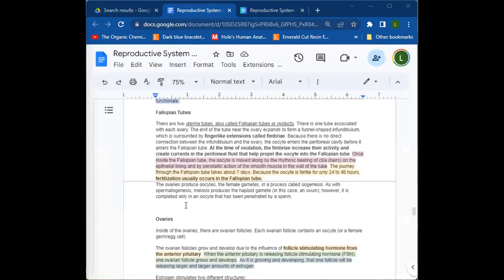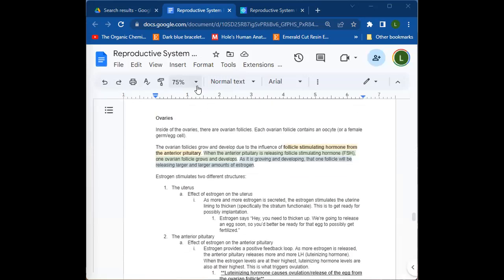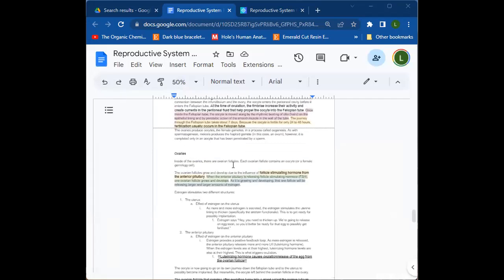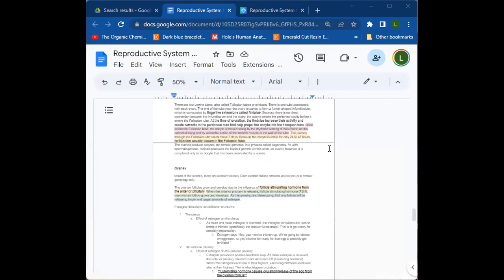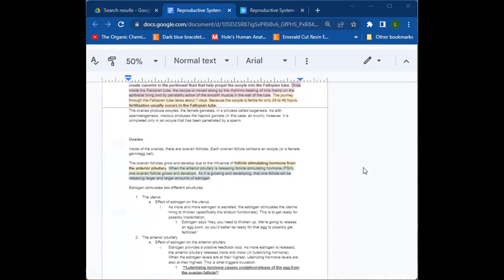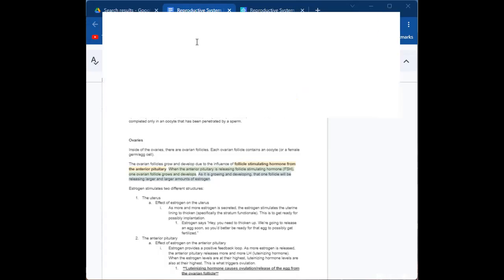Okay, now let's take a look at the ovaries. We need to know that inside the ovaries, there are supposed to be ovarian follicles. And each of the ovarian follicles is supposed to contain an oocyte, or in other words, a female egg cell.